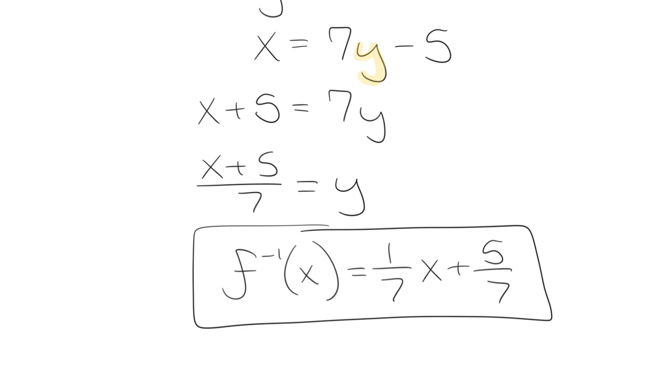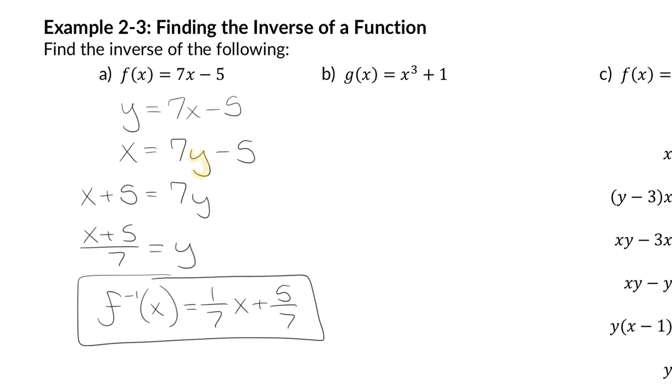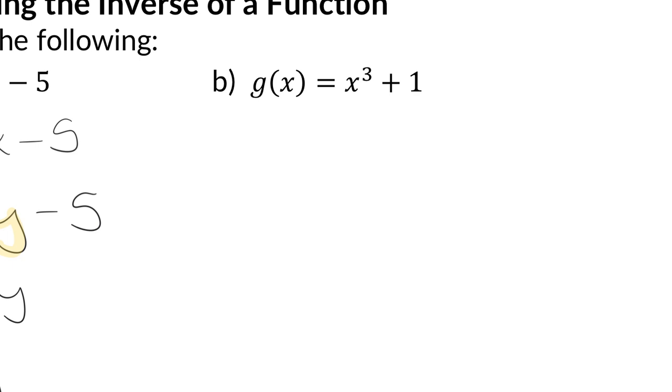Did I lose anybody on any step here? Change f of x to y, switch the x and y, solve for y, make it pretty. Can we try another one? Okay, this time we're finding the inverse of g of x. I'm going to first change the g of x to y so that I have x's and y's, so that it makes a lot of sense to me when I say switch the x and y. Literally replace y with x and x with y.